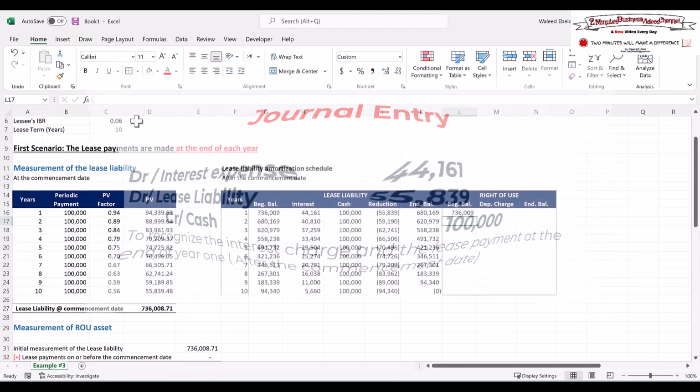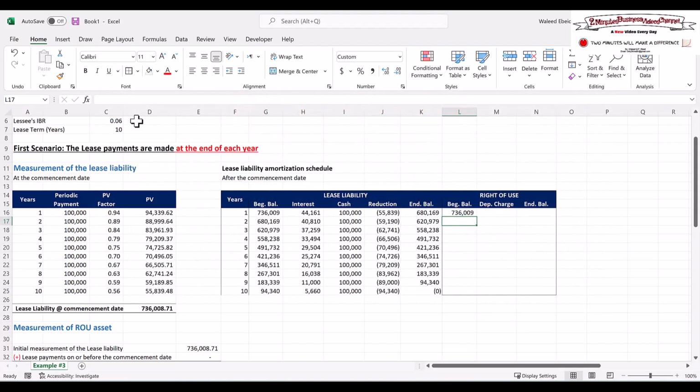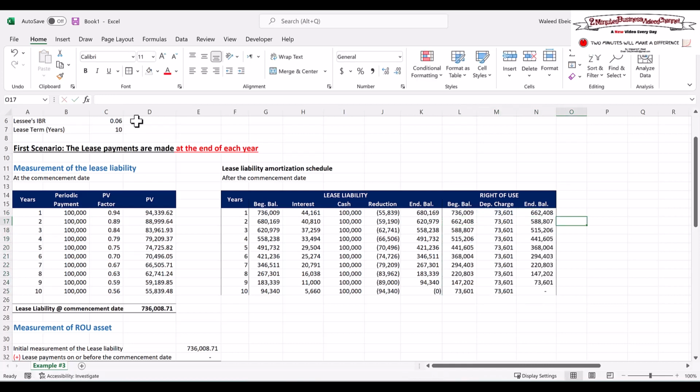Now, let us move to the right-of-use asset. The yearly depreciation charge for the right-of-use asset is the cost of the right-of-use asset divided by 10 years, which is the lease term. And this is the ending balance of the right-of-use for year 1. By completing the schedule, you get the yearly balances for the right-of-use asset, and note that the balance is 0 at the end of year 10, the end of the lease term.